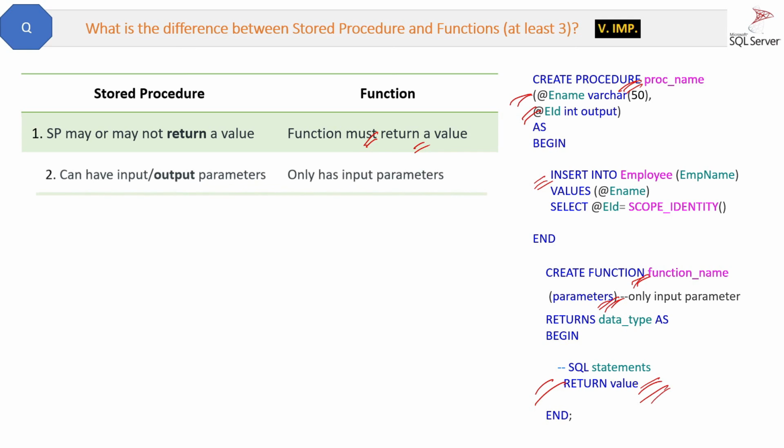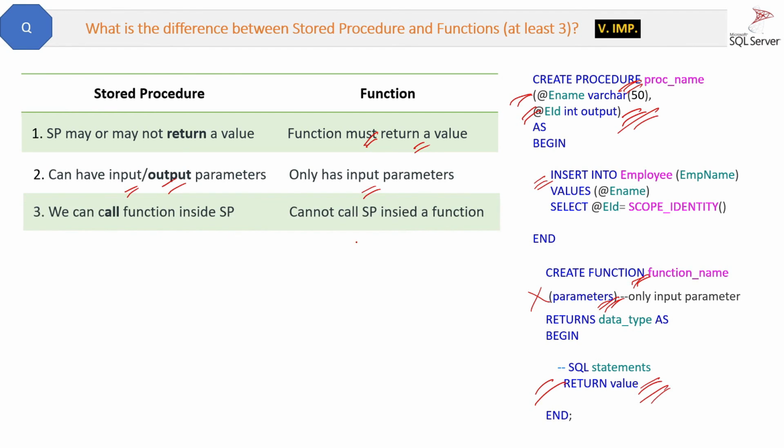Second difference is SP can have input and output parameters both, but function only has input parameters. See, there is an output parameter in the stored procedure, but no output parameter in the function. Next difference is we can call functions inside a SP, but we cannot call SP from a function.